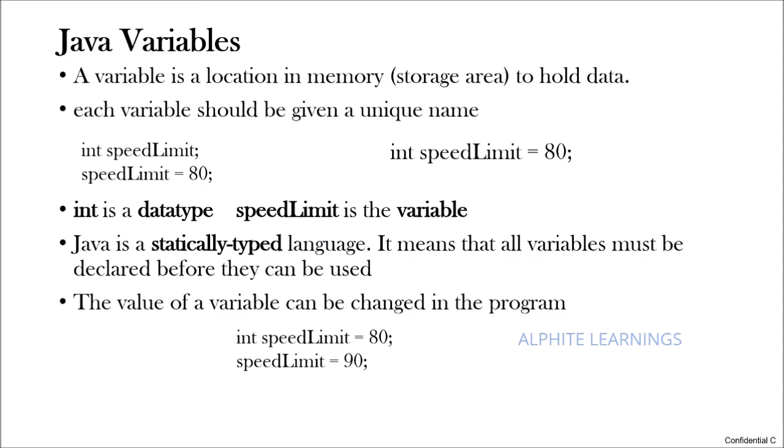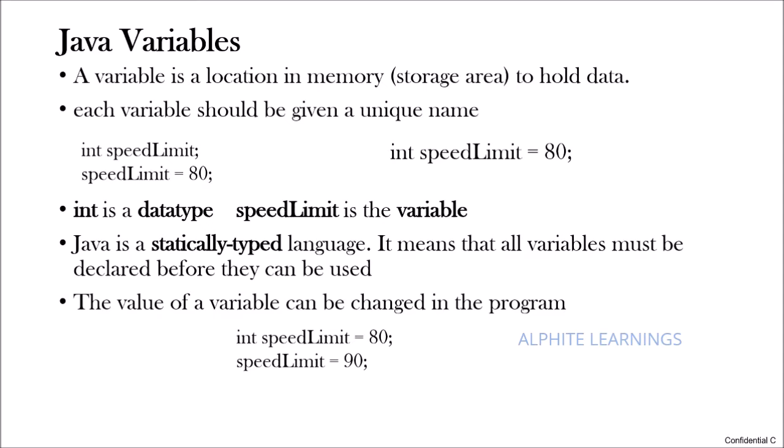Okay, so let us see how we should write a variable. In this example, speed limit is a variable which is of integer type. So this int in front of speed limit is called the data type, and speed limit is the variable name. Okay, the name of the variable should be unique within the class that you write, within the page, you can say.